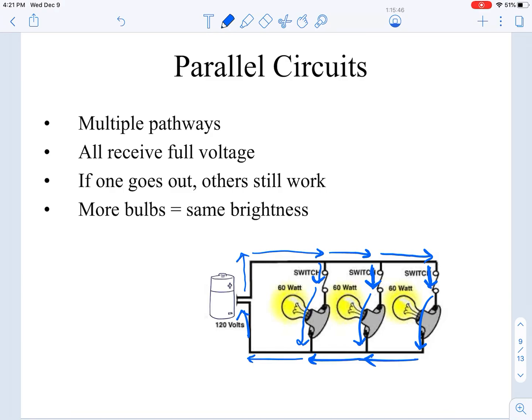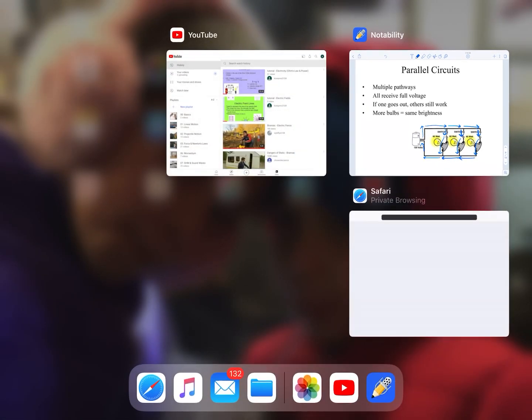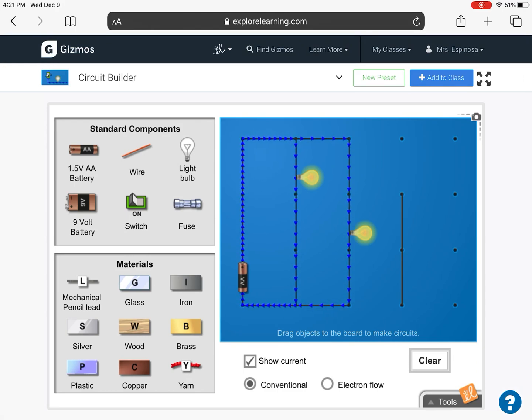More bulbs in this case, the electrons are going to move so that the amount of current provided to our light bulbs will be the same for all the bulbs, therefore they will all be equally bright. So let's go ahead and look at our simulator.